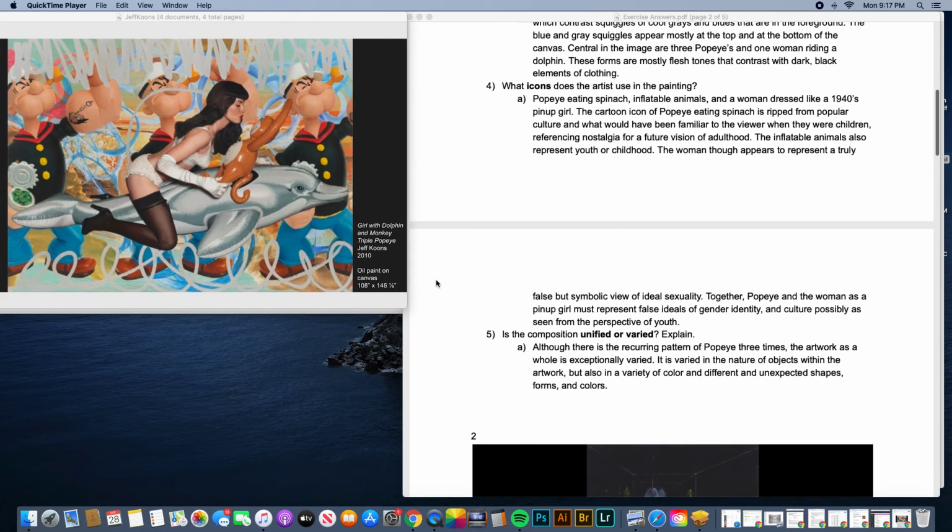What icons does the artist use in the painting? Well, first there's Popeye with spinach. There's also inflatable animals and a woman dressed like a 1940s pinup girl. The cartoon icon of Popeye eating spinach is ripped from popular culture and what would have been familiar to the viewer when they were children, referencing nostalgia for a future vision of adulthood.